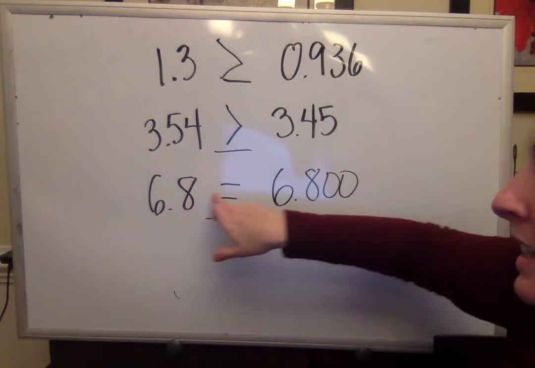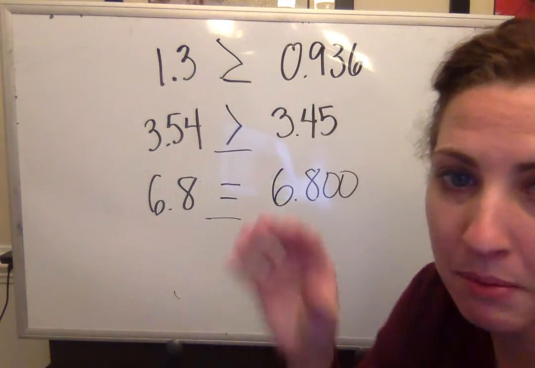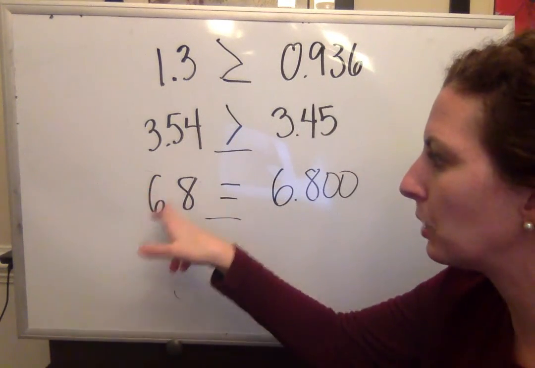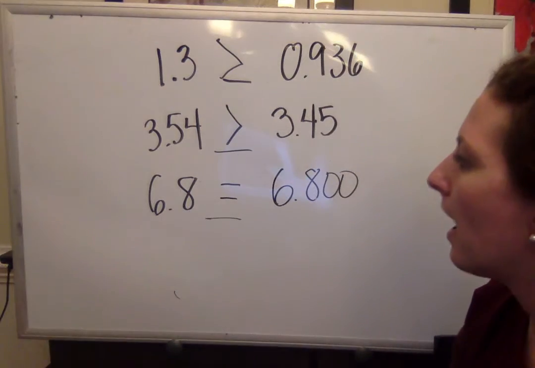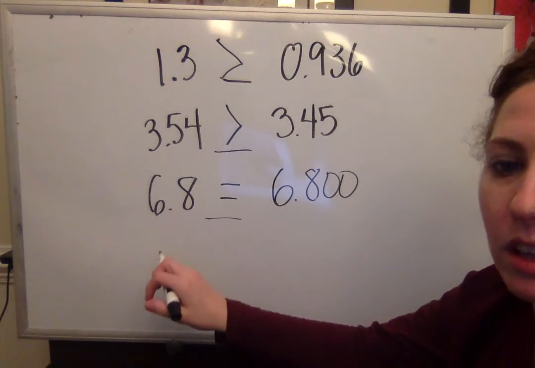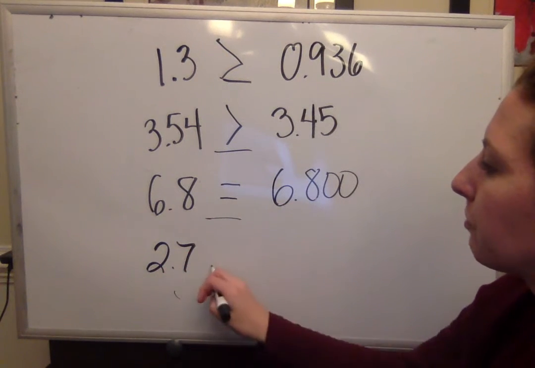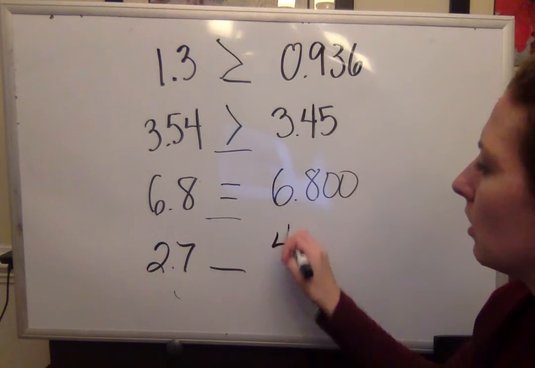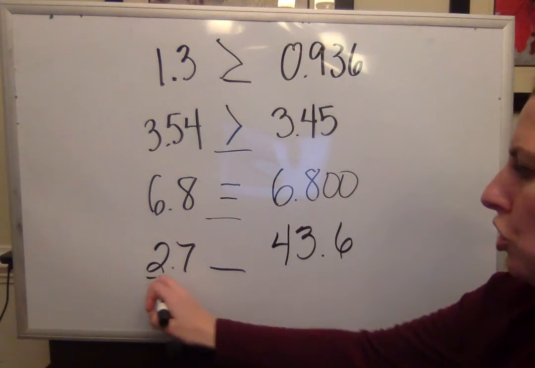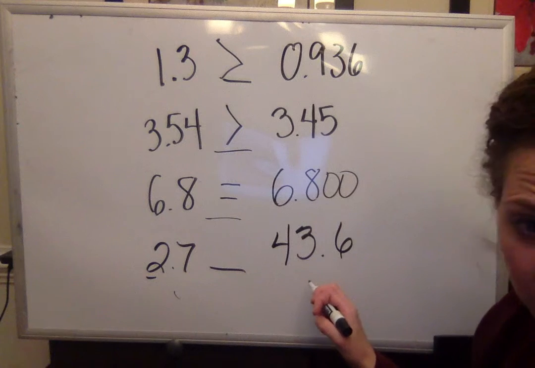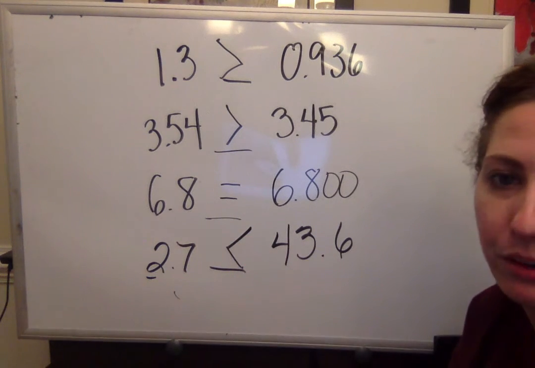So I could add as many zeros as I want towards the end of a number, but I can't insert them in the middle. I couldn't put 6.08. I can't throw a 0 in the middle there, okay? We'll try one more. Let's do 2.7, and this one will be easy. 2 and 43, right? Or even just 2 and 4. We know that this one is bigger.